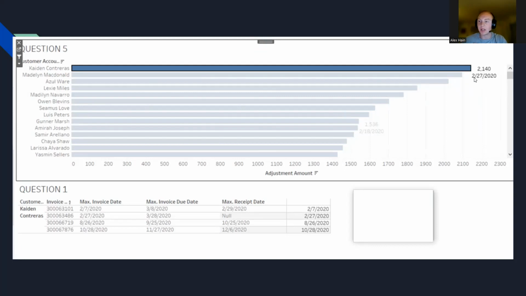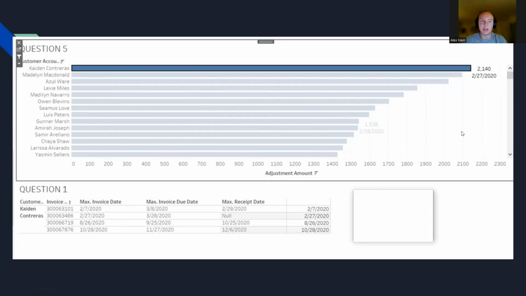And you can see the date for that adjustment was February 27th, 2020. And if we look down here, we'll see that Caden had 4 invoices and 3 of them have been paid, and one of them had not been paid. The one that has not been paid is the February 27th one, and that's where the adjustment comes from.